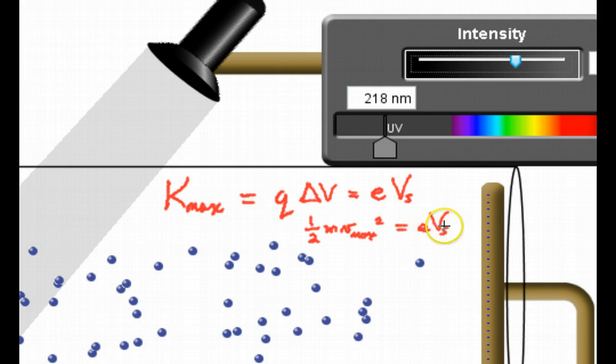V_S represents the stopping potential, which was negative 2.8 volts. And if you know that potential and the charge of an electron, and say the mass of the electron, you can find out the maximum velocity of these electrons as they're being ejected. So that's one key equation that we'll be using as we go through the photoelectric effect.